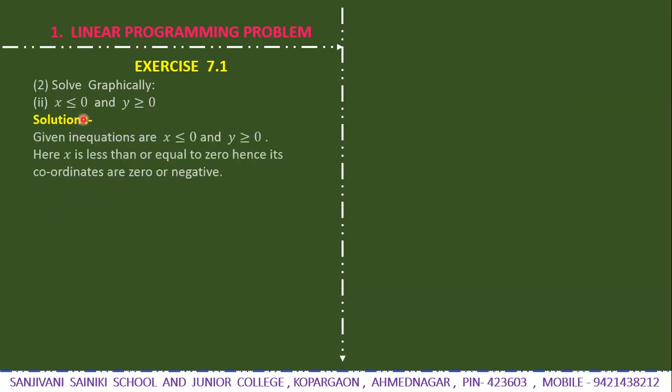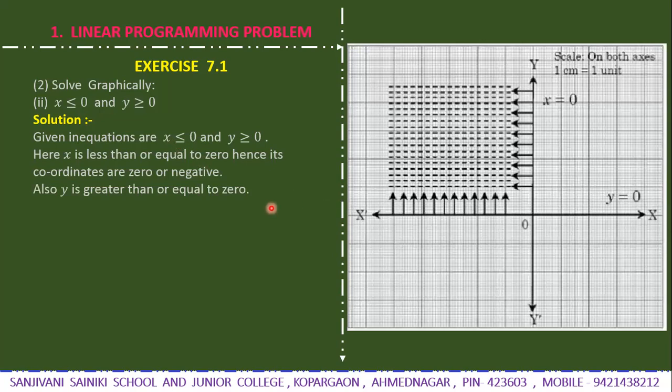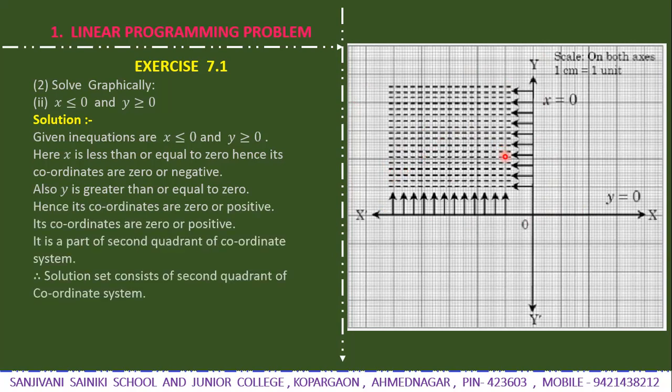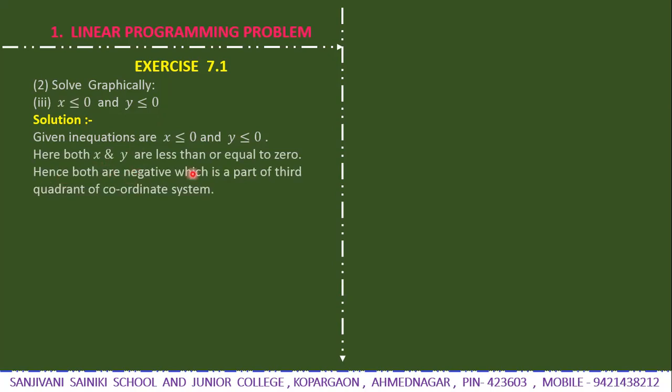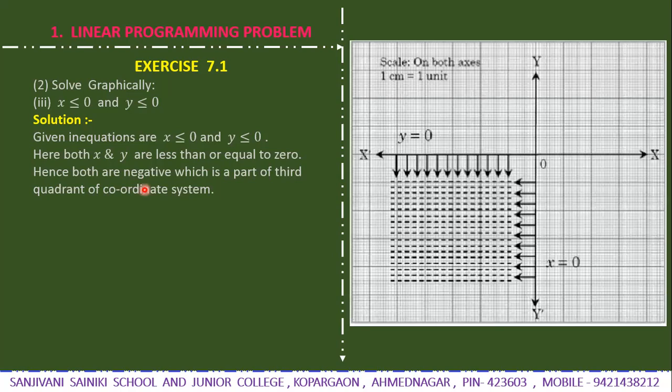Similarly, x is less than or equal to 0, y is greater than or equal to 0. Now x less than 0 means negative and y greater than 0 means positive. So the area lies in the second quadrant. So the solution set consists of the second quadrant of the coordinate system. Now x is less than or equal to 0 and y is also less than or equal to 0. Both x and y less than or equal to 0 means both are negative. So what is the common part? Here I will show you.